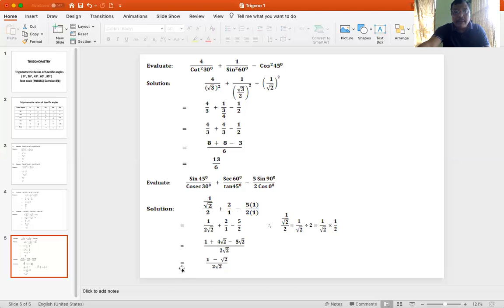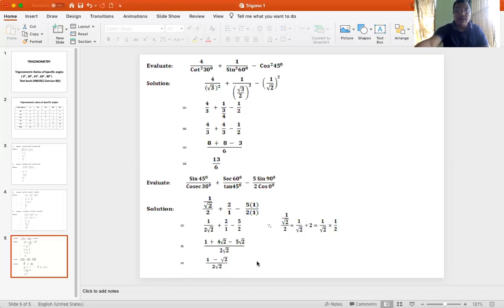Therefore, in the next line, we have 1. Now 4 root 2 and 5 root 2 are similar terms. So if we combine plus 4 and minus 5, we have minus 1. That means we have minus root 2. Denominator, we have 2 root 2.